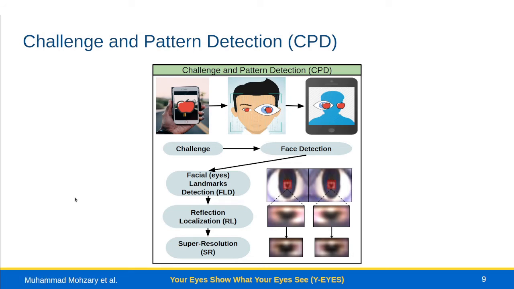The challenge and pattern detection module performs challenge generation and face detection using a pre-trained model to identify faces in collected images. After that, we use a facial landmarks detection model to return the right and left eyes in the detected face. Next, we use reflection localization to detect reflection from eye images. And after that, we apply an image super resolution function to recover a high resolution corneal image from reflective pattern images and improve their quality.